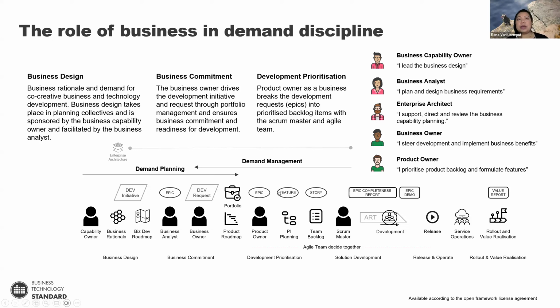In demand management, as you can see, we're now talking about having the epics broken down into features and into stories for the backlog for the development team and so on. One other thing that I want to highlight here is the epic completeness report, epic demo, and so on. When we're talking about business, their role is essentially to understand what has happened to the epic that they have put into development. And they're not so much interested in story level or necessarily feature level. That's something that the product owner and the team takes care of.